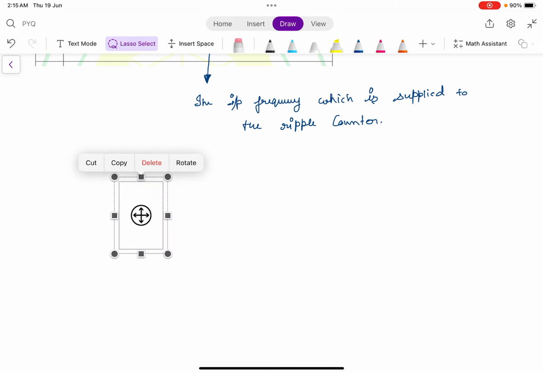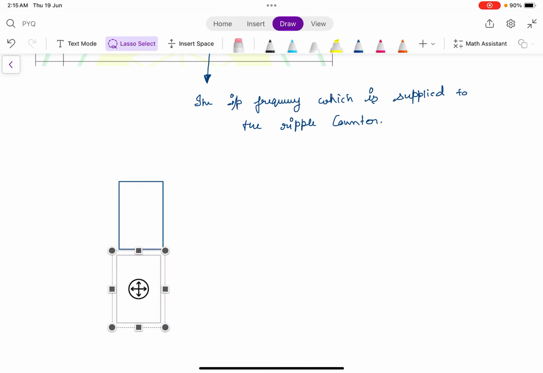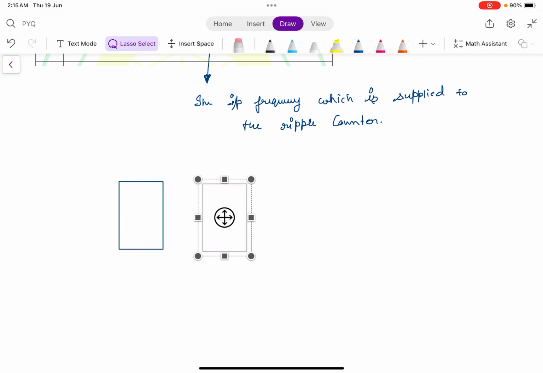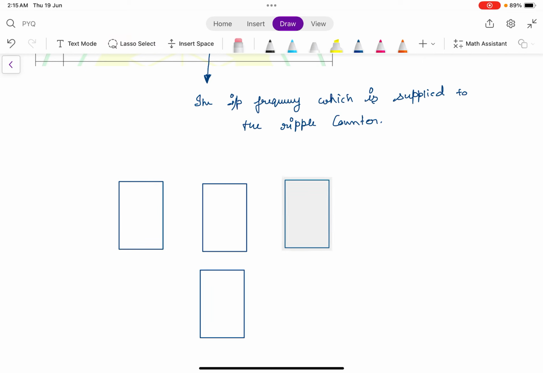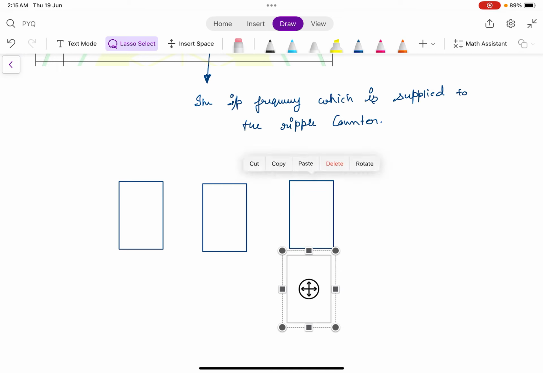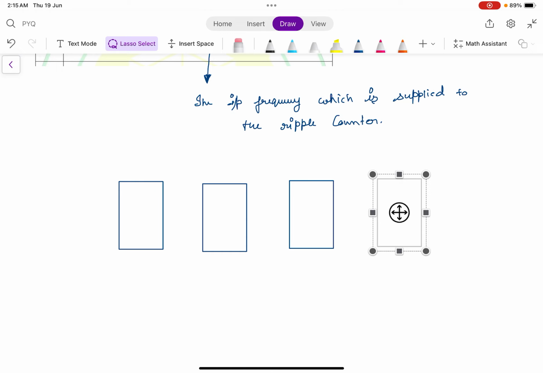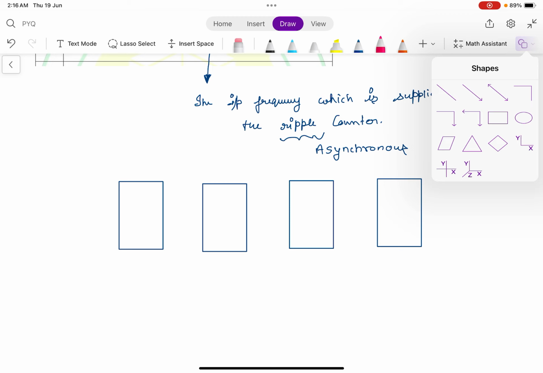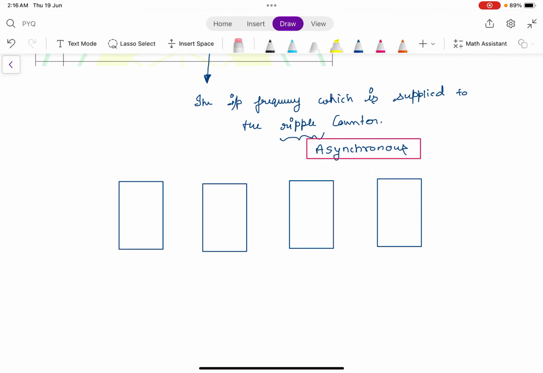This is a 4-bit ripple counter. So we have 4 flip-flops connected asynchronously. As the question states, it is a ripple counter. Ripple counter means asynchronous. That's why it is always known as a ripple counter.